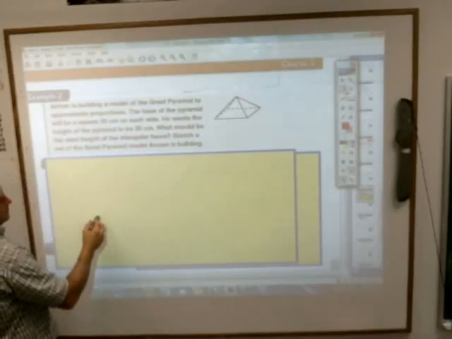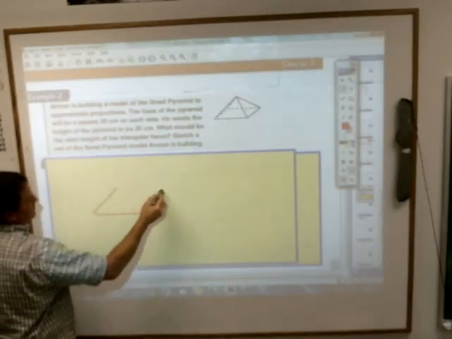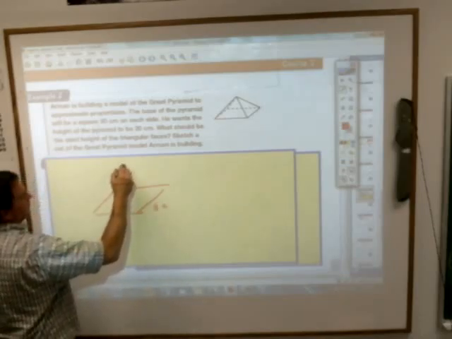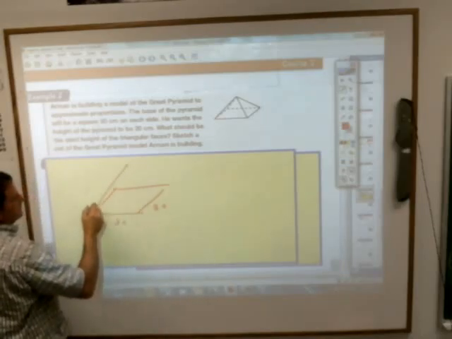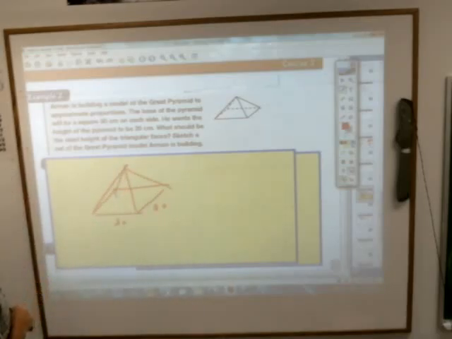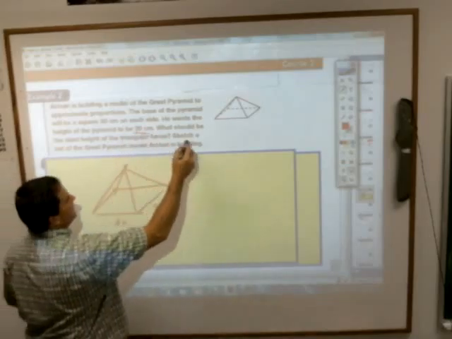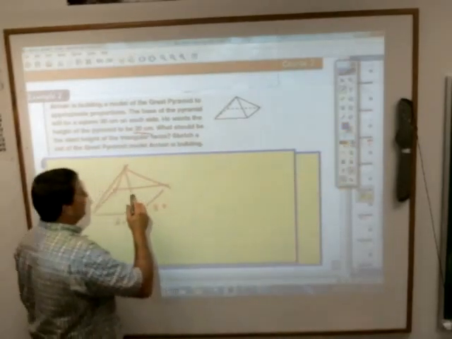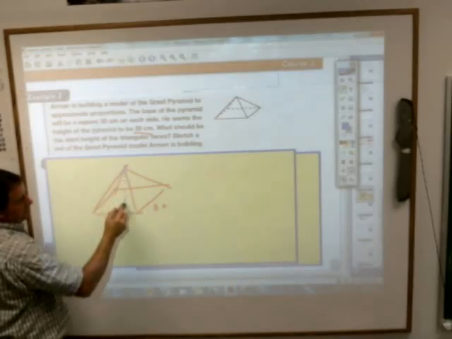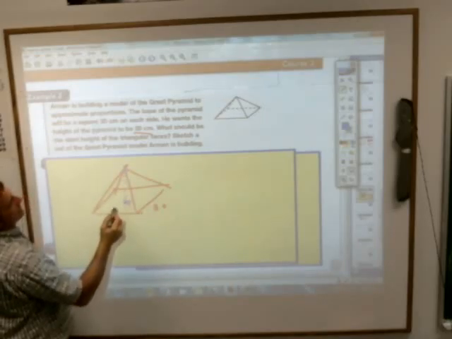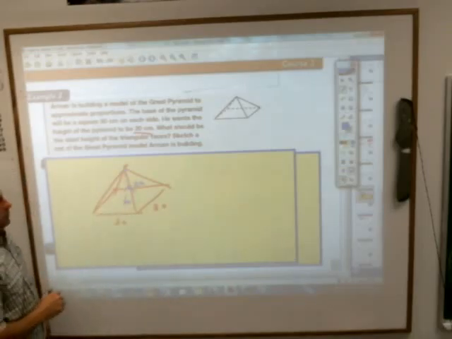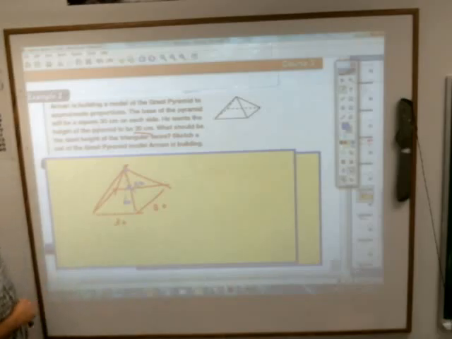So you've got this 30 by 30 base. Put a little point up here. This gets connected to all those sides there. It's said that the height is 20 centimeters, so you know that from the vertex there straight down, forming a square with the base, is 20 centimeters. And they want to know what this slant height will be.